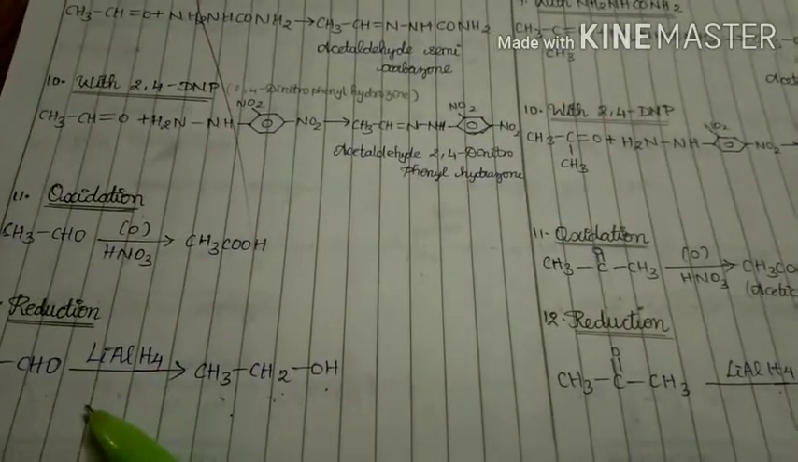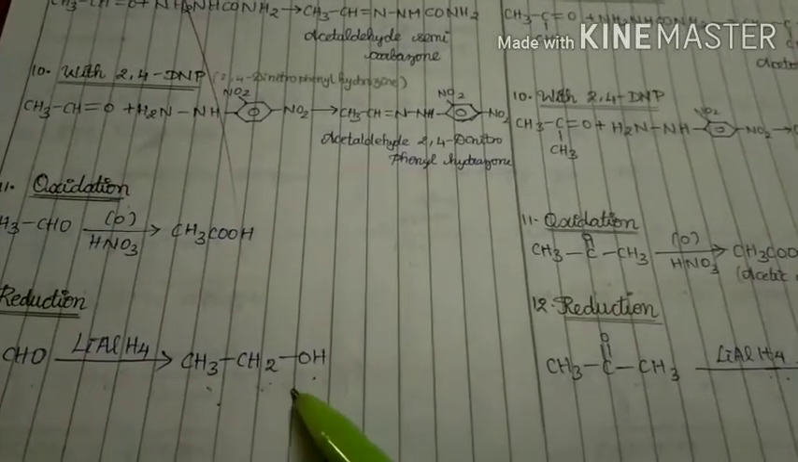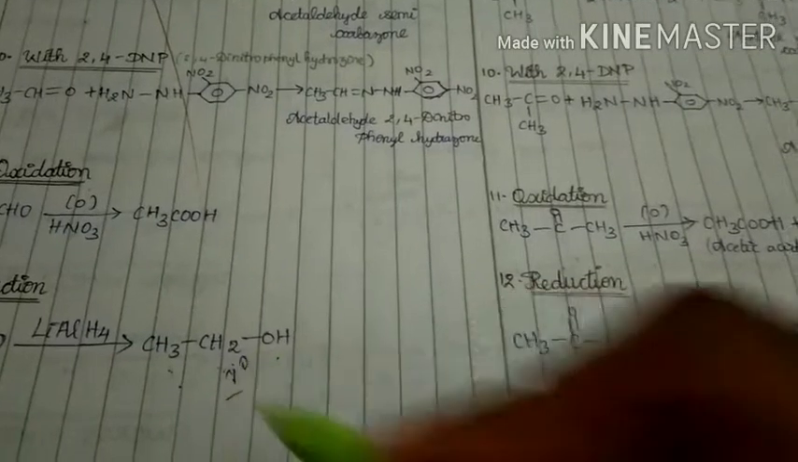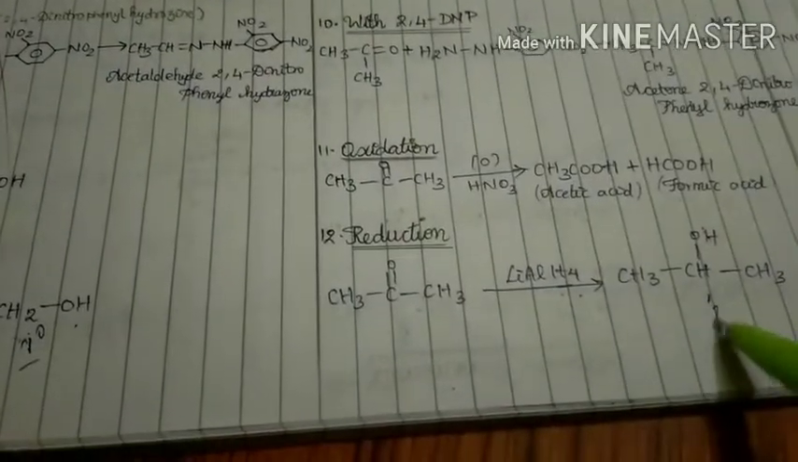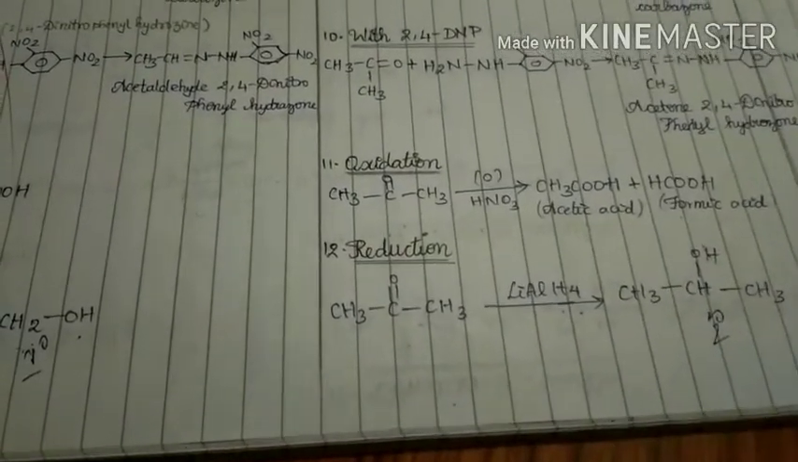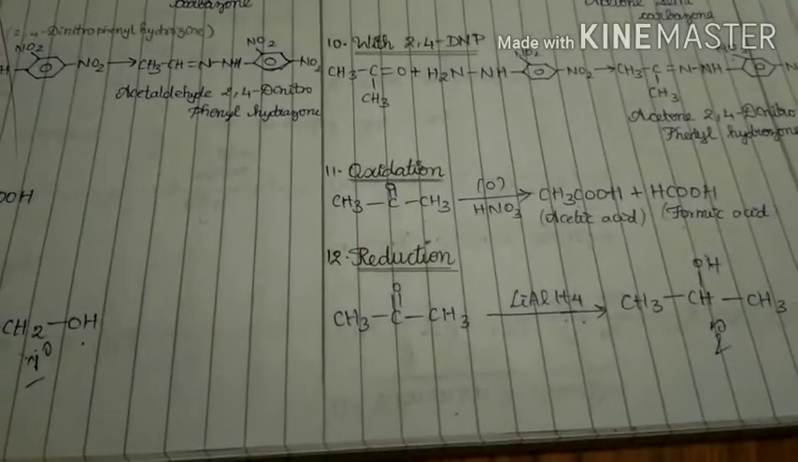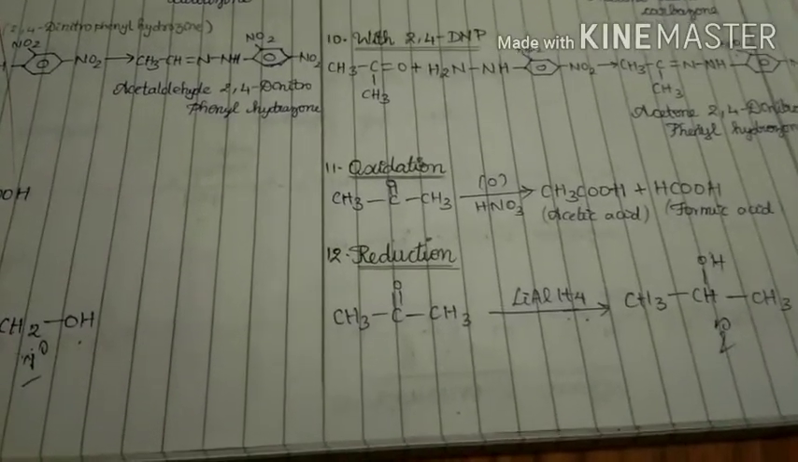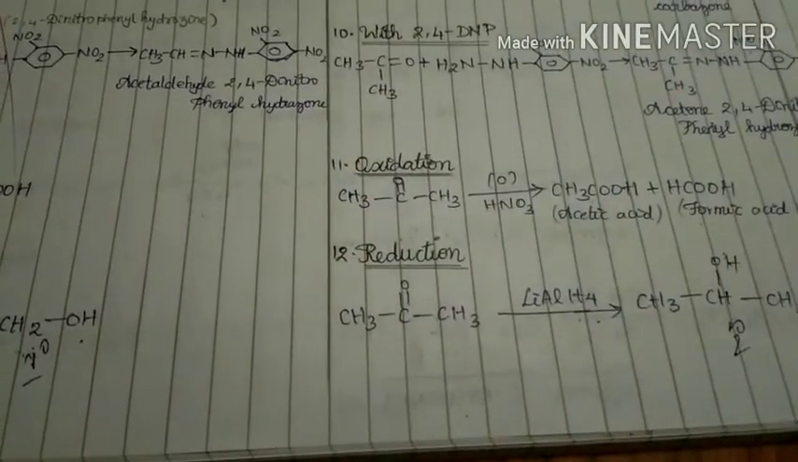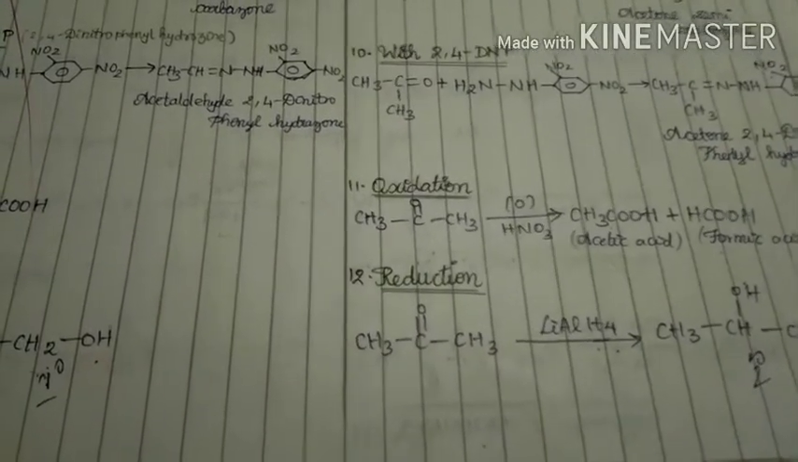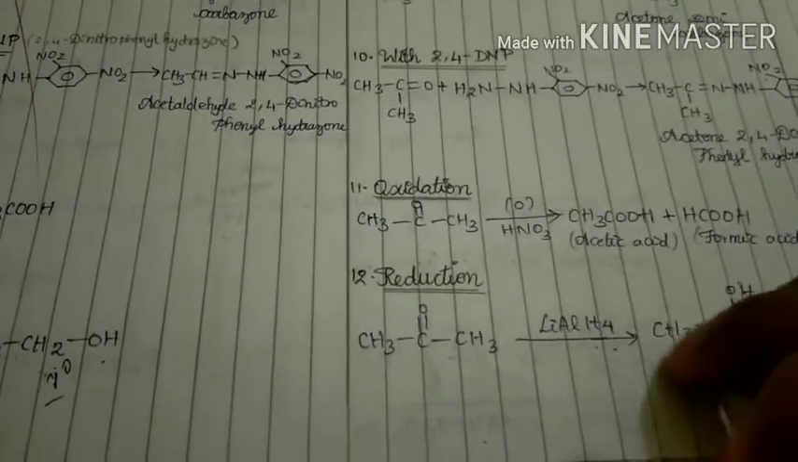So what is the point here? When aldehyde undergoes reduction, then we get primary alcohol. When ketones undergo reduction, then we get secondary alcohol. In case of aldehydes, we get primary alcohols. In case of ketones, we get secondary alcohol. This is about oxidation and reduction reactions of aldehydes and ketones.